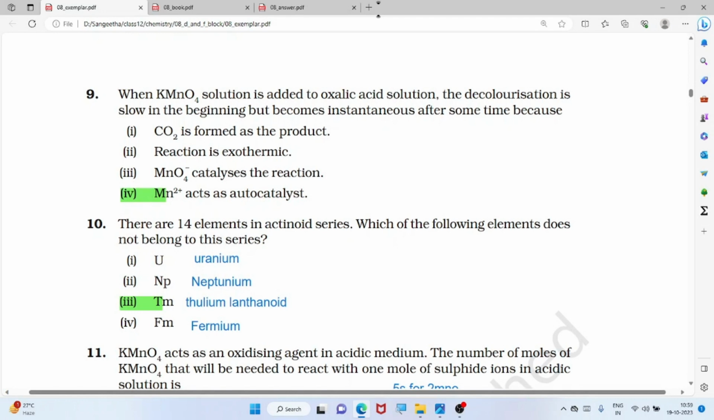When KMnO4 solution is added to oxalic acid solution, the decolorization is slow at the beginning and becomes instantaneous after some time, because this is an autocatalyst. In between, Mn4+ ion is formed, then after that Mn2+ ion is formed. So this is acting as an autocatalyst.